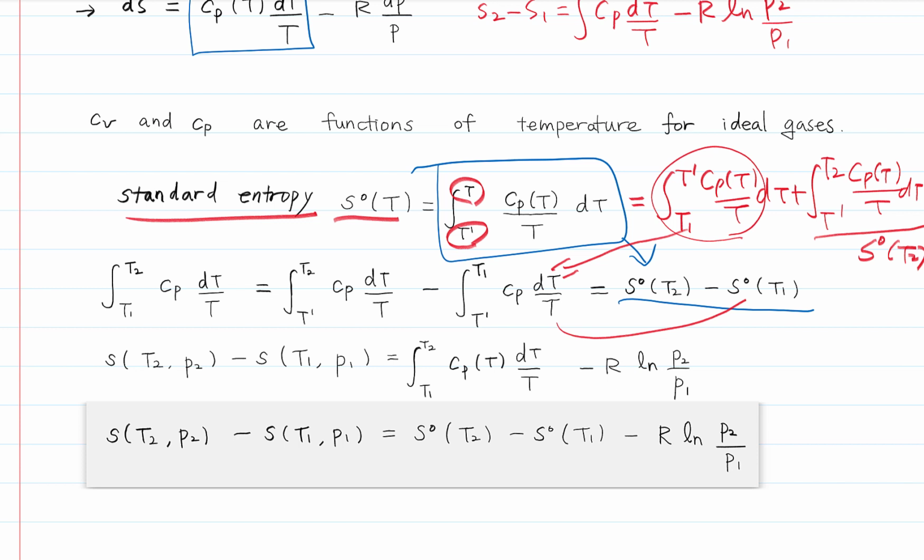So standard entropy also has the unit of entropy, kilojoule per kilogram Kelvin. Note that the standard entropy is a function of temperature only. So since standard entropy is a function of temperature only, we can tabulate the standard entropy. And also note that the standard entropy is defined in terms of constant pressure specific heat, and we don't define the standard entropy in terms of constant volume specific heat.